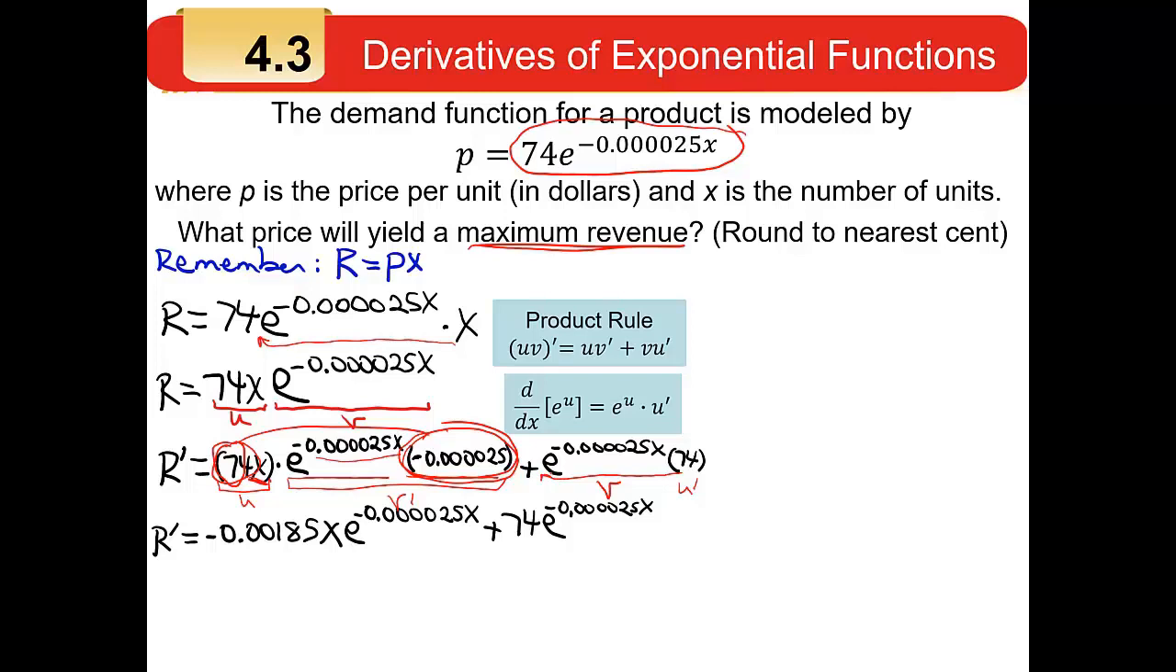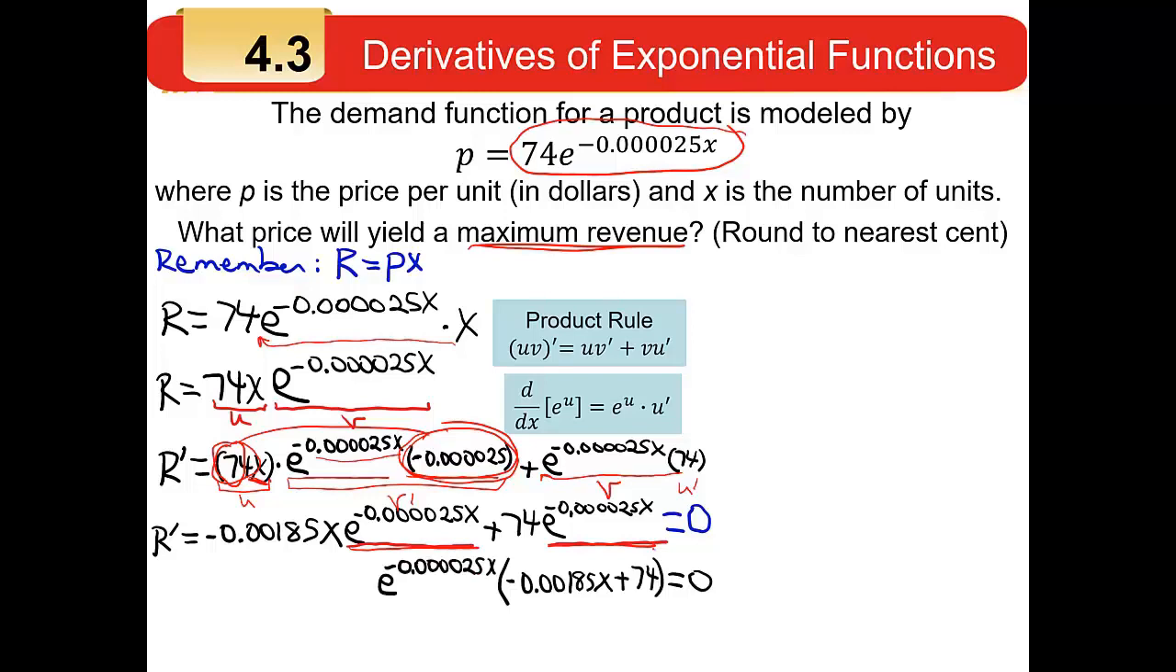So that's the derivative of the revenue function. What do you do? You take the derivative and set it equal to 0. Now when you've got a complicated, higher order expression set equal to 0, one of the first things you might try to do is factor. And if you notice, you have the exponential in both terms, so you can factor it out.